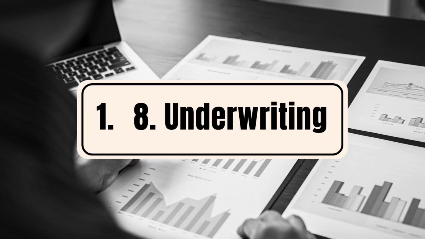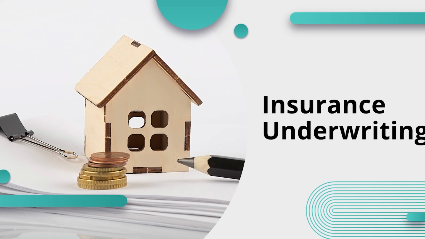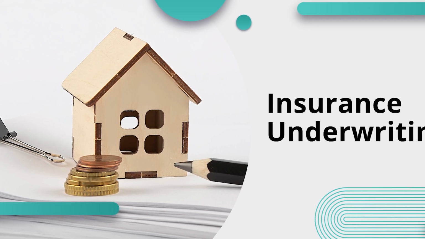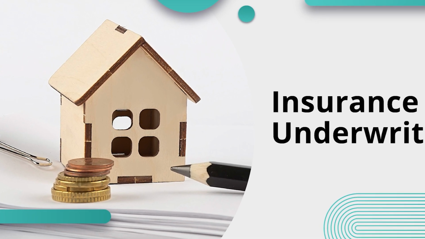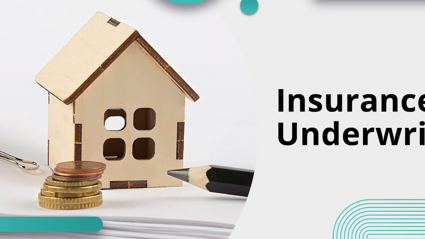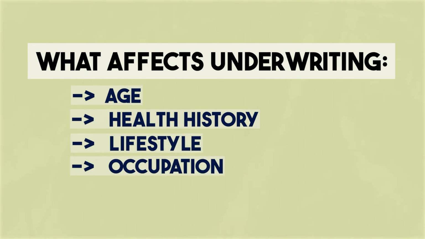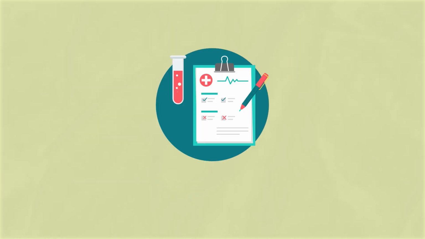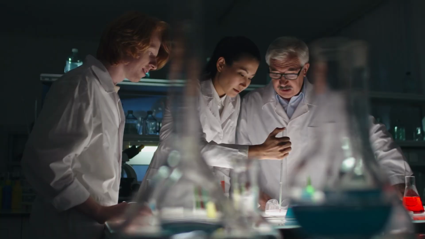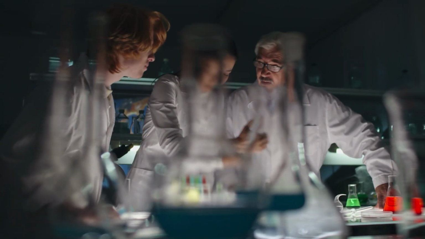8. Underwriting. The term underwriting refers to the process the insurance company uses to determine your risk and how much premium will be charged for the coverage you are applying for. What affects underwriting? Age, health history, lifestyle, occupation, and location. This includes examining your medical history, asking you health questions, and requesting you get lab work completed in some cases.